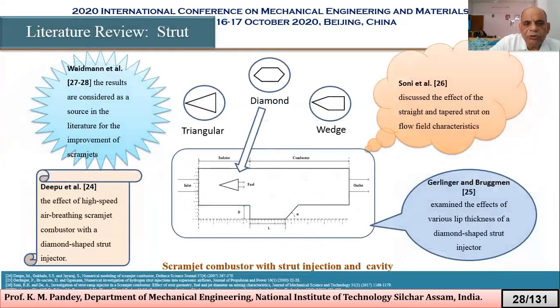So this is the diagram of the dual cavity. Then this is the strut injector. Then we have triangular and diamond and wedge type strut injectors also.